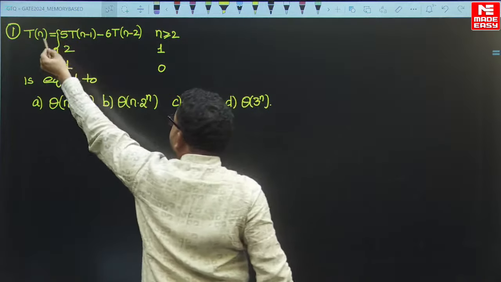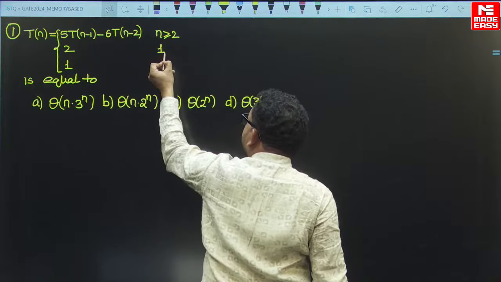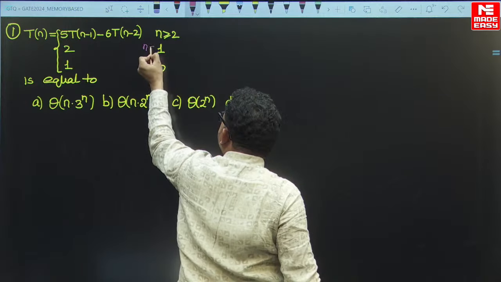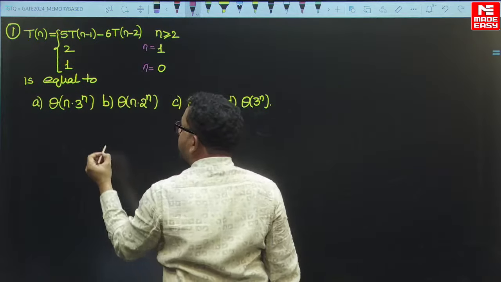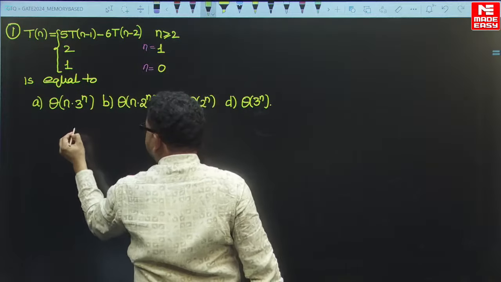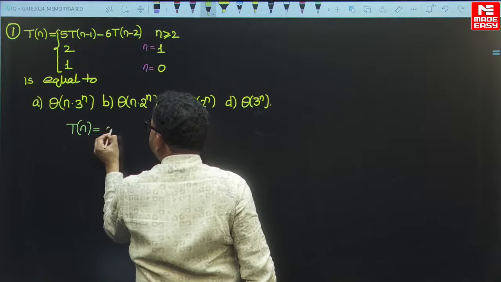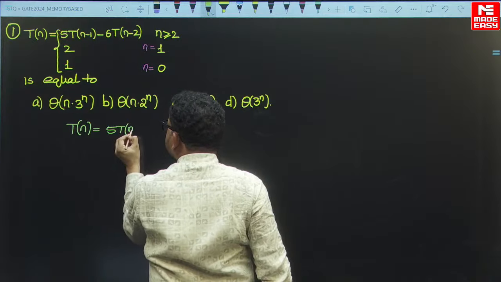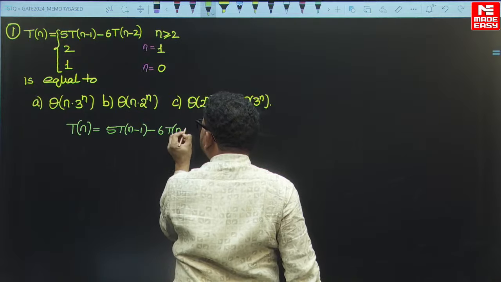T of n equals 5T of n minus 1 minus 6T of n minus 2, for n greater than or equal to 2. T of 1 equals 2 and T of 0 equals 1. Okay, so this is the recurrence given: T of n equals 5T of n minus 1 minus 6T of n minus 2.